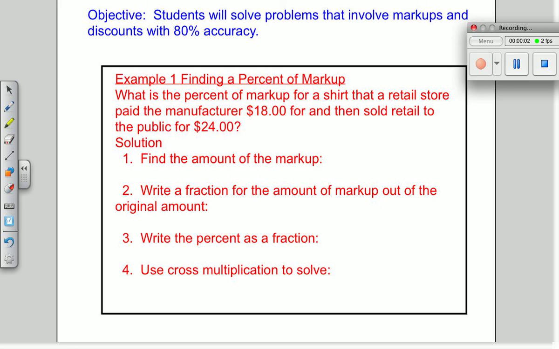Okay, this is chapter 7, lesson 6B. You already had 6A, now you're going to have 6B, and I'll remind you what you did for 6A so that you remember. In 6A, you had to find the amount of a markup or the amount of a discount.